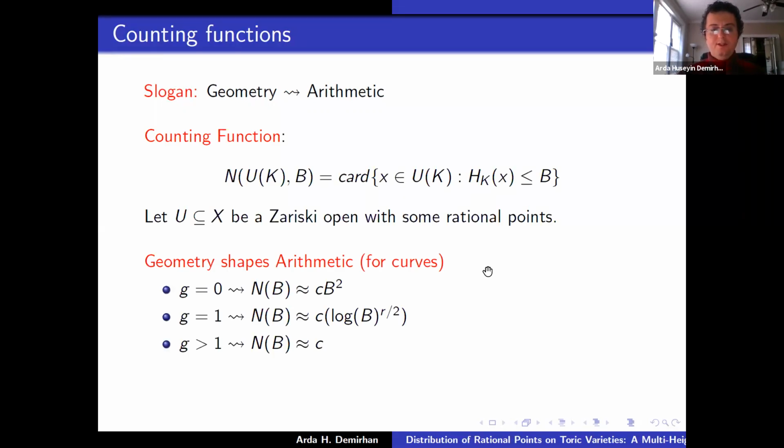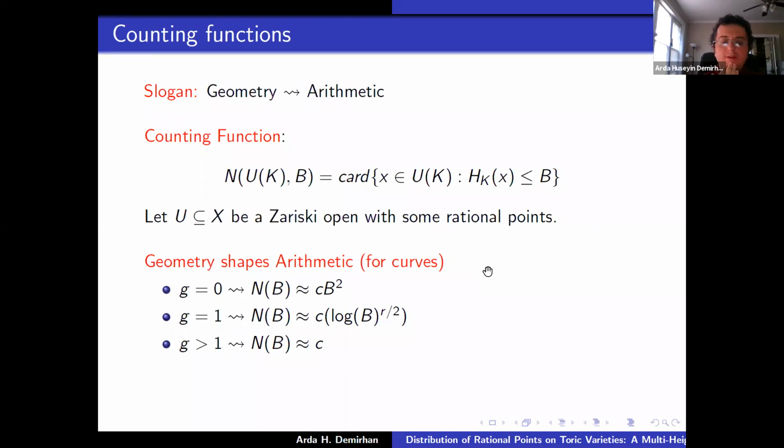Let's get into the definition of the counting function. We consider a Zariski open set U with some rational points. I mean, we want to ensure that we have some rational points. We don't want to work with an empty set. Then we define the counting function U(k,B) as the cardinality of the k-rational points of U whose height H is bounded by B.